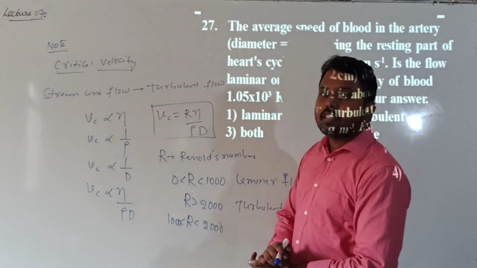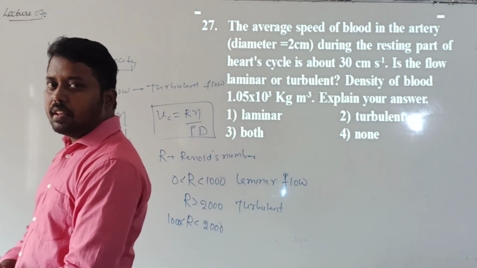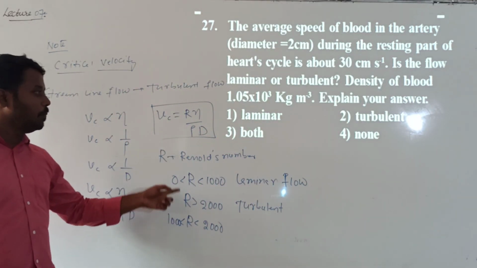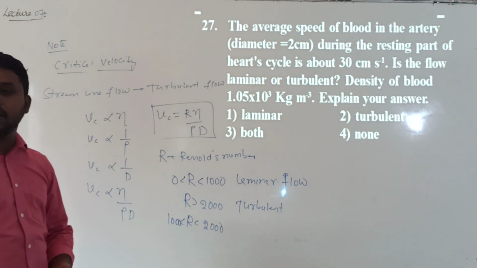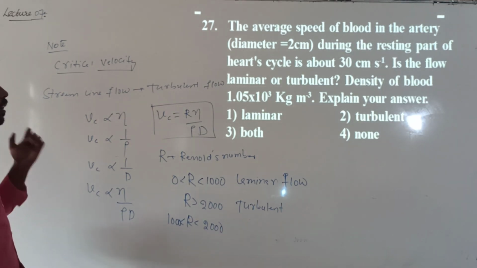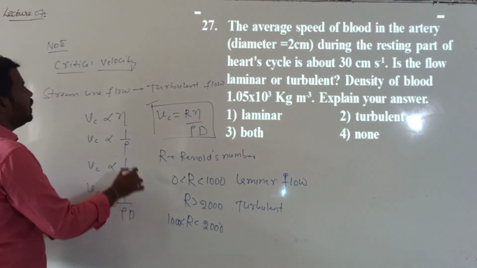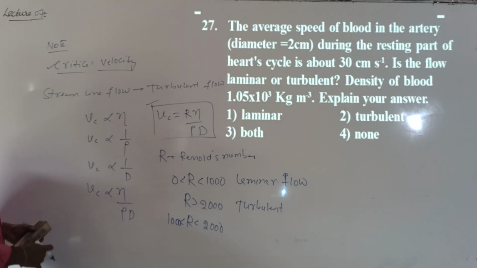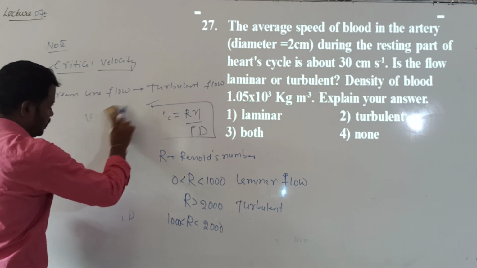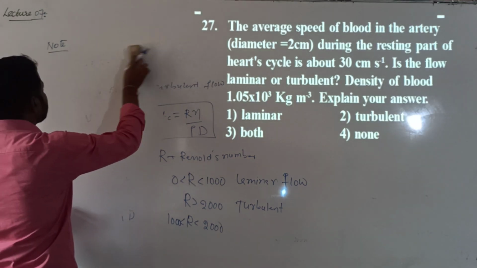So that is the significance of the Reynolds number. By knowing this Reynolds number, you can tell whether the fluid flow will be laminar or not. Point understood now? So this formula you have to remember. That is the formula for the critical velocity. Now let us see this question.